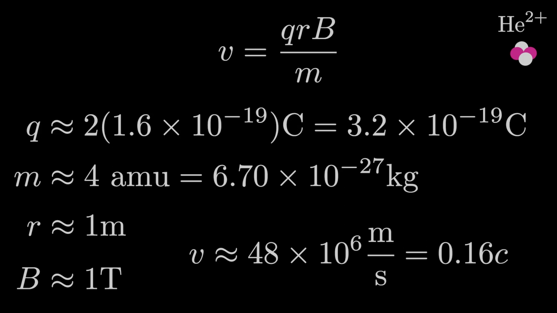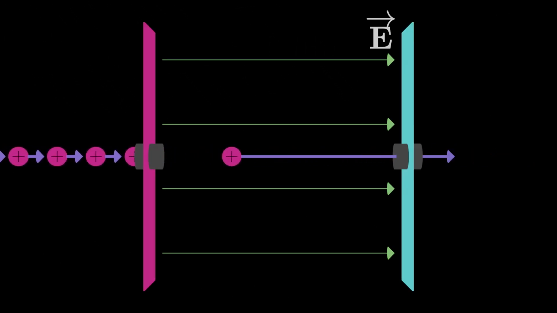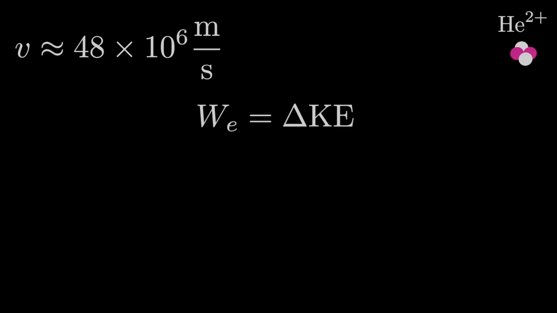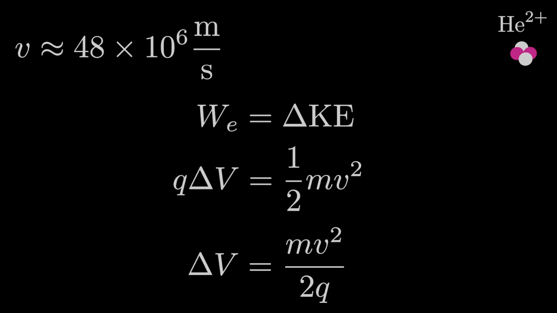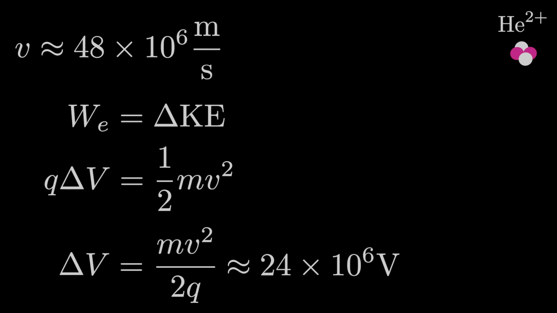So a proper analysis would have to take relativistic effects into account, and the resulting speed would be lower in reality. But just for fun, let's run along with it and see what kinds of parameters we would need with our linear electrostatic particle accelerator to generate the same speed. We can use a simple energy argument and say the work done by the electric field is equal to the change in kinetic energy of the particle. So qΔV is 1/2 mv squared if the particle starts from rest. Just dividing q on both sides gives us the voltage that the particle would have to be accelerated through in order to generate such a high speed. Plugging everything in, we get about 24 million volts.